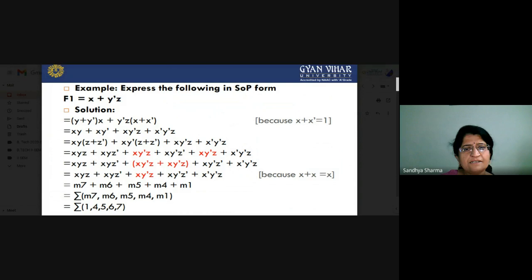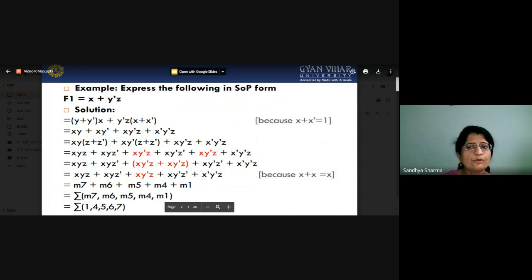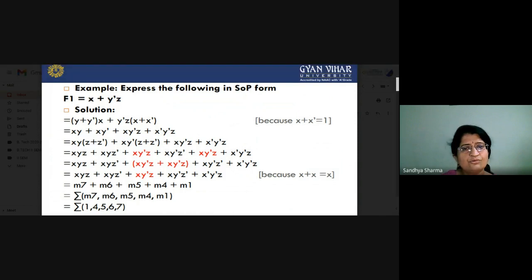Now what happens here, two terms are the same. So again you have a rule. What is the rule? Any variable OR operation with the same variable. Suppose x is a variable, and x OR x is equal to x. Means if you have two times x plus x, you can write it as a single x. There are two same values, so you can write it as a single one.